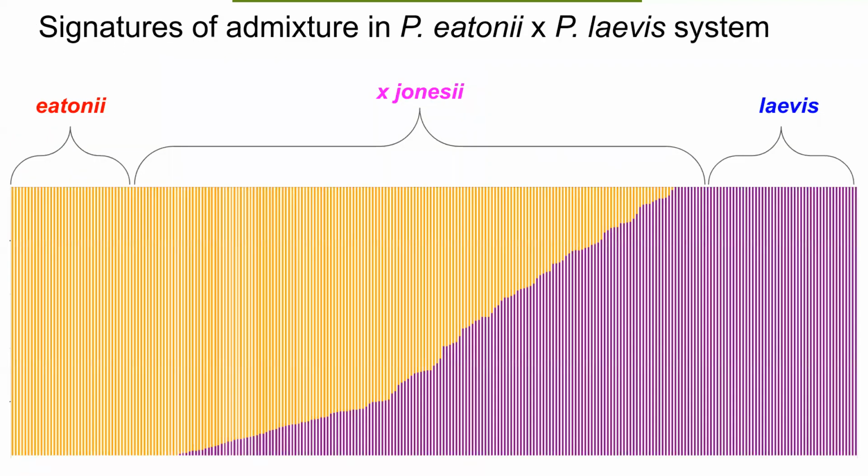Just to touch on this, we just got a bunch of this data back last week, and I've been doing some preliminary analyses. This is using a program called ADMIXTURE that basically just estimates what proportion of the genome came from one parent, so eatonii, versus the other, laevis. And you can see here are the ones that are all eatonii, and there are the ones that are all laevis, and there's this nice linear gradient in this population going from essentially entirely like eatonii to entirely like laevis. And those probably just have a few loci that are directly related to the phenotype in those individuals.